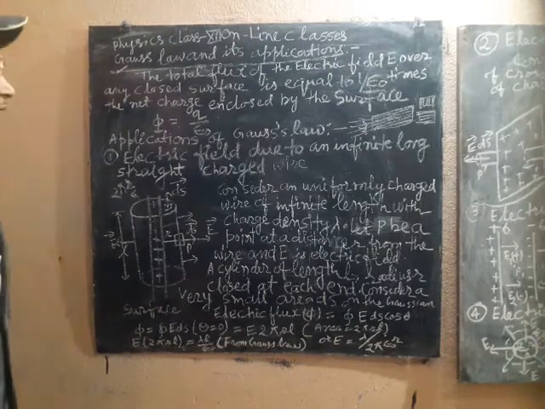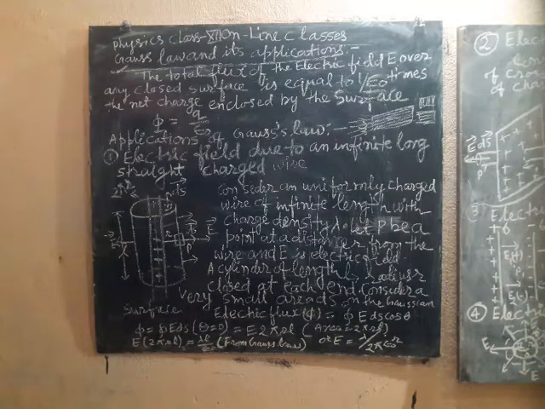Once again I am repeating Gauss law and its application. What is Gauss law? The total flux of the electric field E over any closed surface is equal to 1 by epsilon 0 times the net charge enclosed by the surface. Phi is equal to q by epsilon 0, where q is charge. Applications of Gauss law: several times this question is asked in the examination.